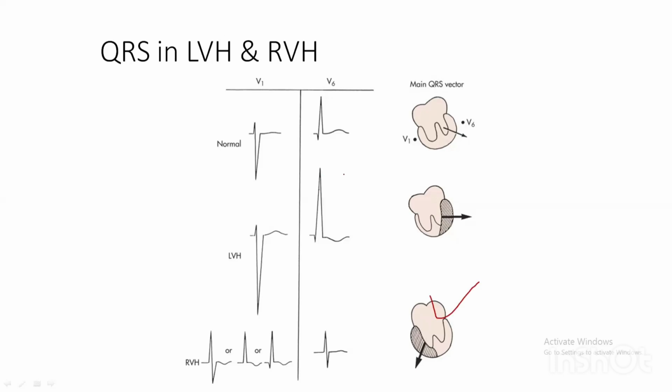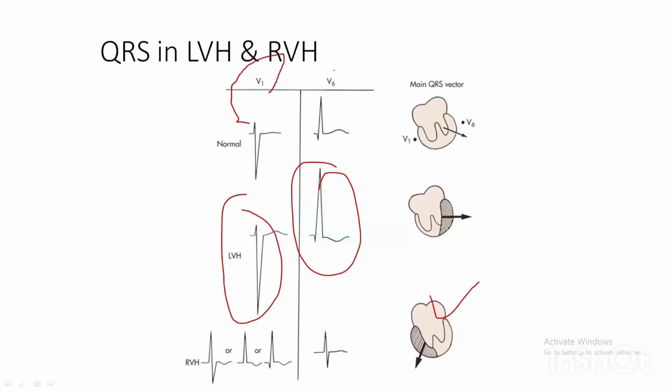In left ventricular hypertrophy, you can see tall R waves and long, deep S waves in V1. This is V1 and this is V6. So in left ventricular hypertrophy, what will we find? We will find tall R waves in V5, V6 and deep S waves in V1, V2.